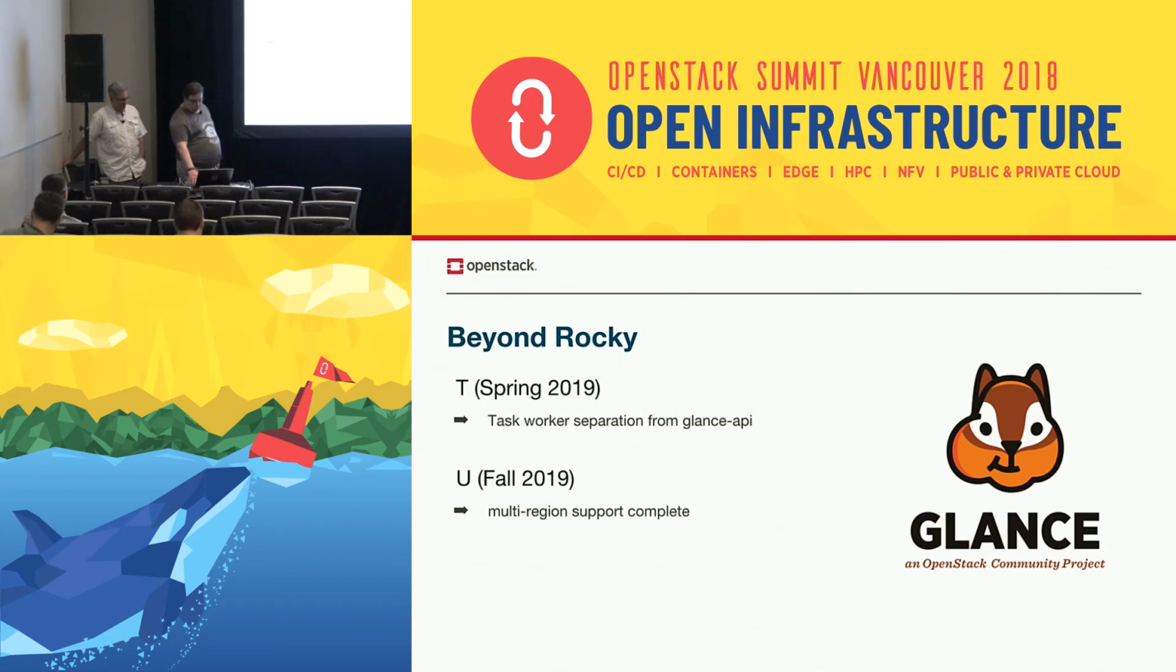So a couple of things for T and U. Hopefully understanding a little bit better the multi-region requirements and how we get Glance instances communicating with other Glance instances, and understanding that they might not all be operating in the same environment.